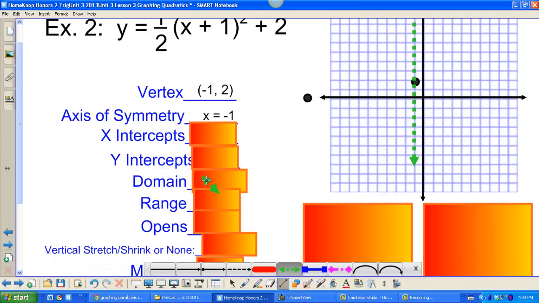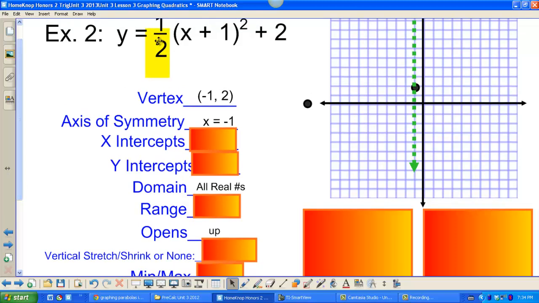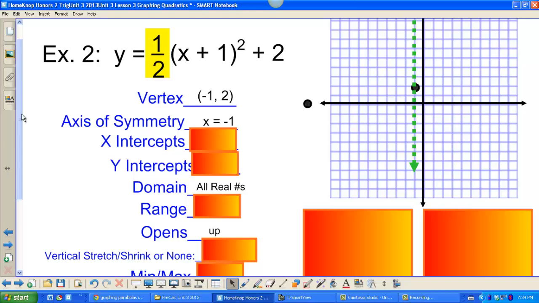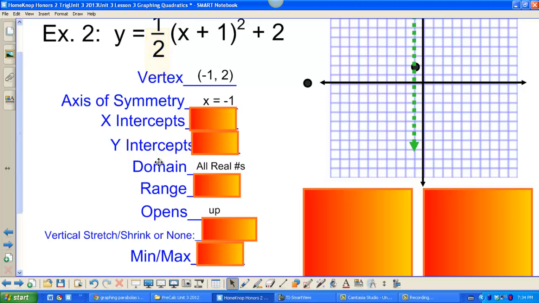Well, I should know that my domain is all real numbers because that is the domain of any quadratic. I know that this opens up. And I know that it opens up because if I look at y equals 1/2 the quantity x plus 1 squared plus 2, the 1/2 is positive. In this case, I also have a vertical shrink by a factor of 1/2.